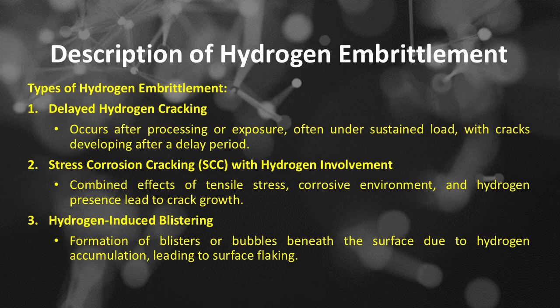Types of hydrogen embrittlement include, number 1, delayed hydrogen cracking. It occurs after processing or exposure, often under sustained load, with cracks developing after a delay period. Number 2, stress corrosion cracking, SCC, with hydrogen involvement. Combined effects of tensile stress, corrosive environment, and hydrogen presence lead to crack growth. Number 3, hydrogen-induced blistering. Formation of blisters or bubbles beneath the surface due to hydrogen accumulation, leading to surface flaking.